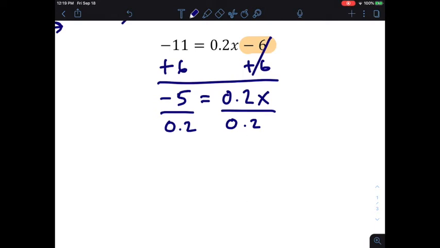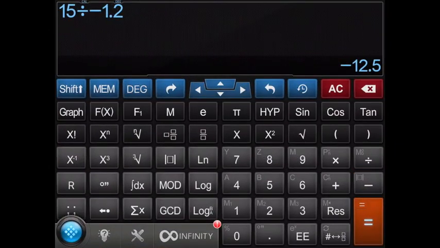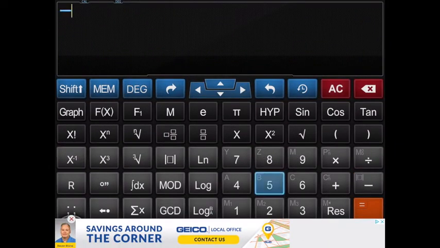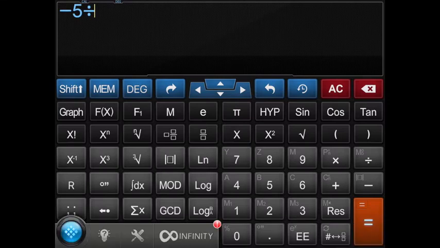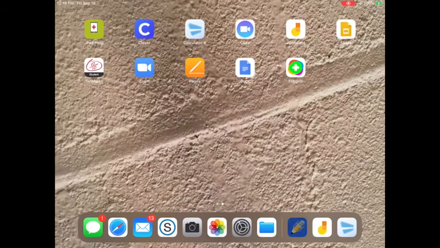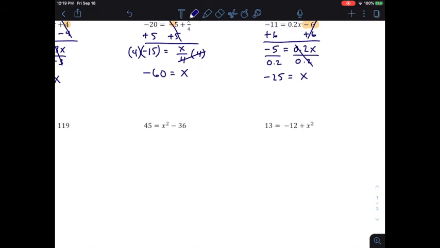And again, feel free to use that calculator. We can go back over to the calculator and say, hey, we have negative 5 divided by 0.2. I got to get rid of the add, I can't see things with the add. So negative 5 divided by 0.2 equals negative 25. All right. So if we go back to Notability, we saw that was negative 25. So x is negative 25.